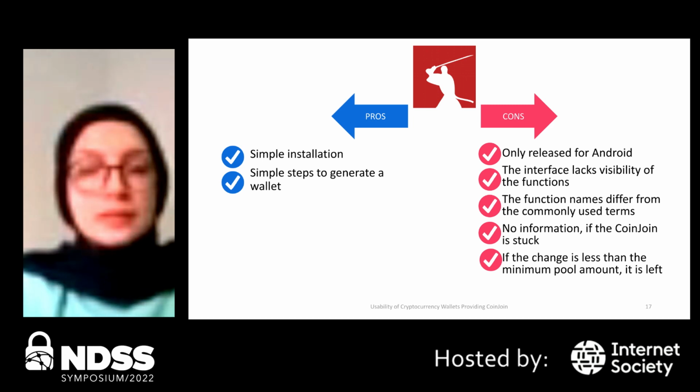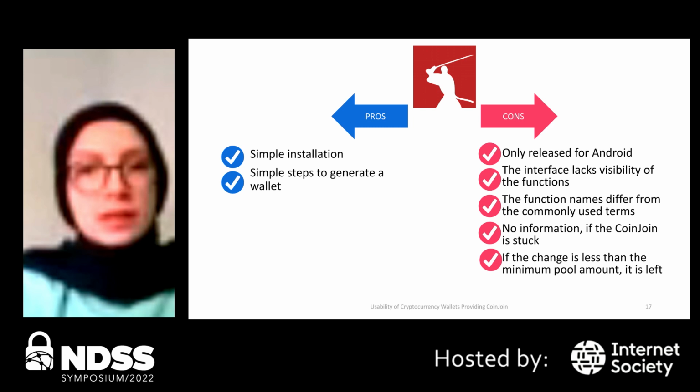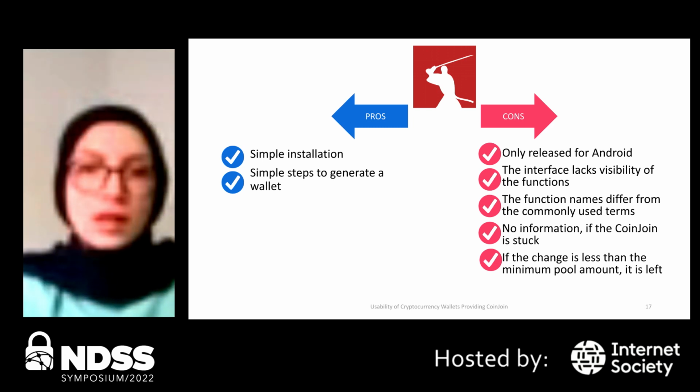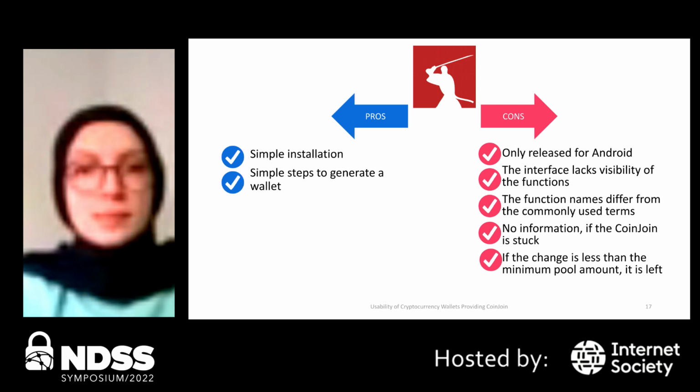The wallet interface lacks visibility of the functions, and the function names differ from the terms commonly used in the community. Creating CoinJoin with Samourai is a little bit difficult, and the user is not informed about the reason if the CoinJoin is stopped. It is also not satisfactory if the user cannot abort the CoinJoin and spend the coins in different transactions.